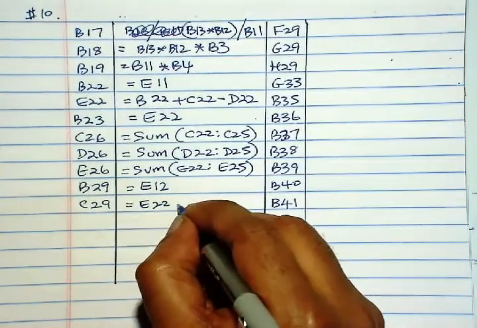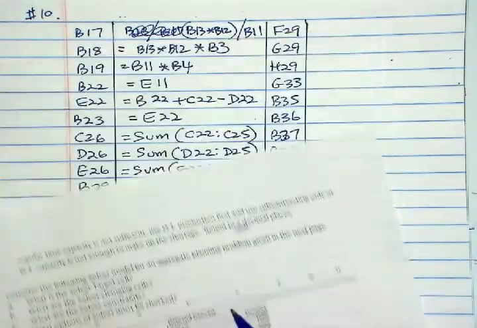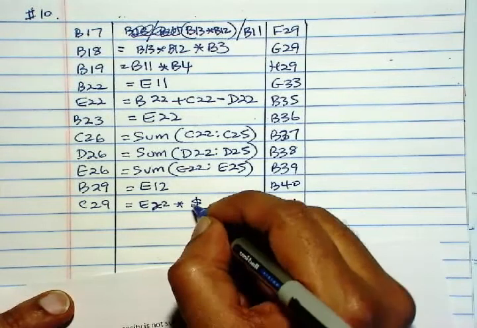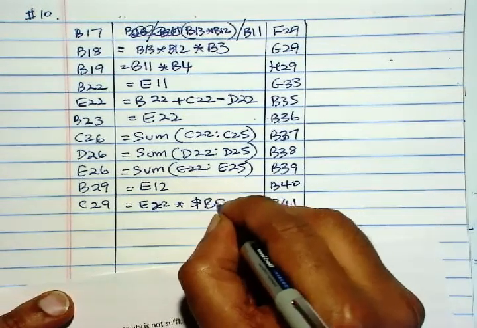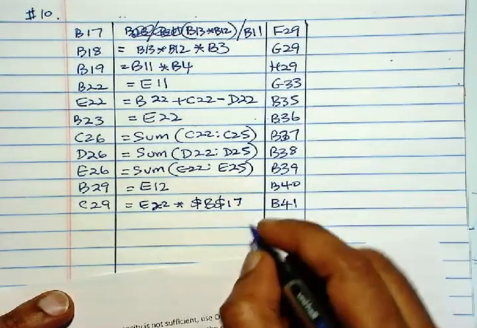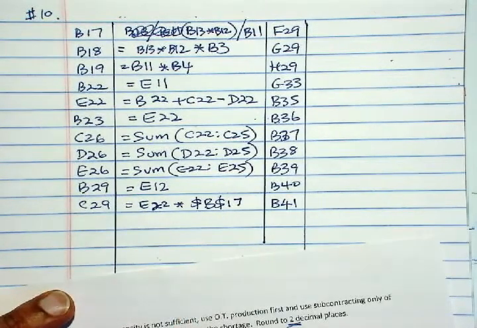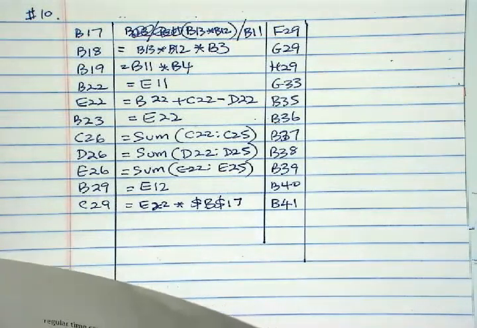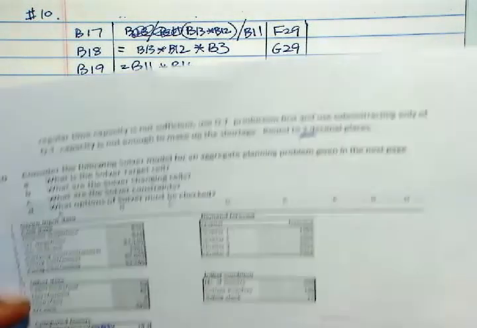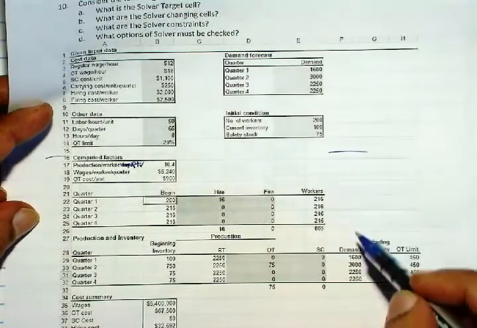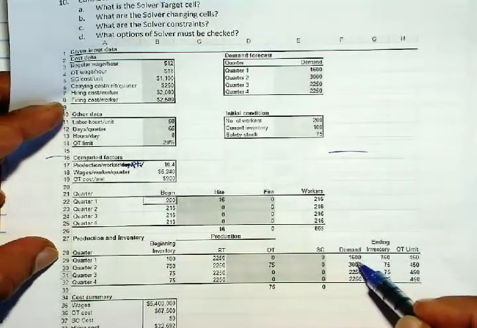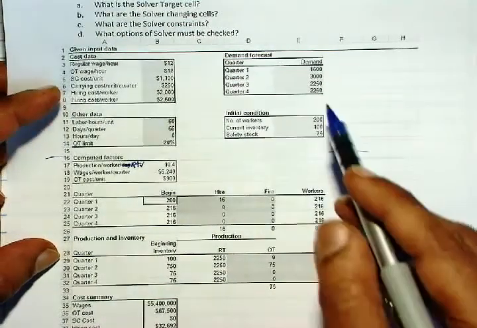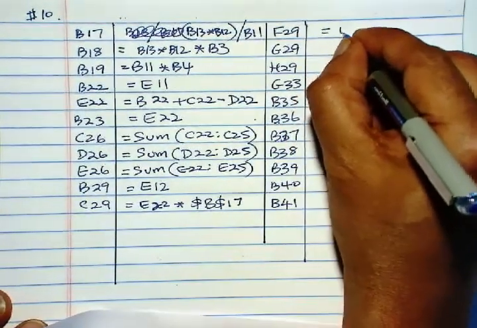But you have to be careful because B17 is a fixed cell. So you have to go $B$17. Okay, if you forget the dollar signs, then that is an error. You will not get full credit if you don't include the dollar signs. F29 is the demand. So demand is E4. So this is equal to E4.